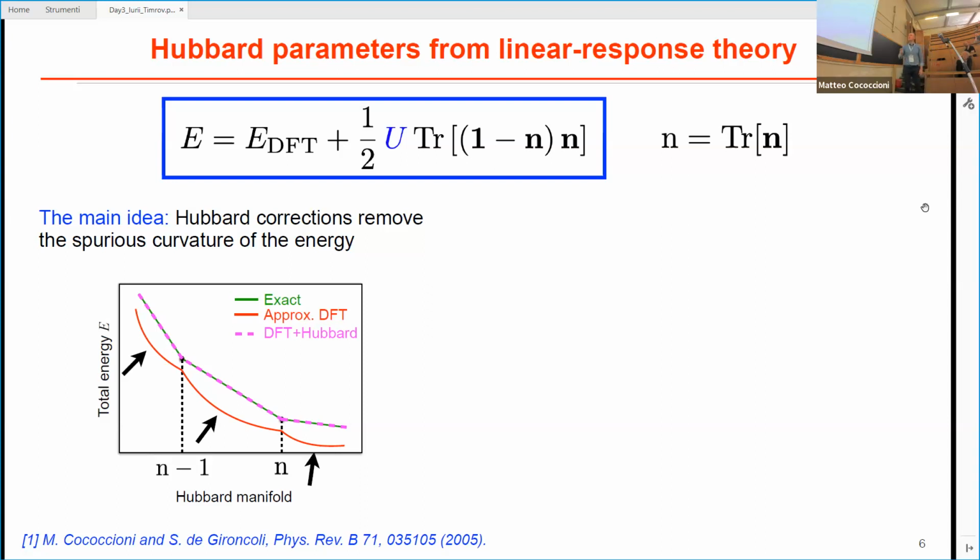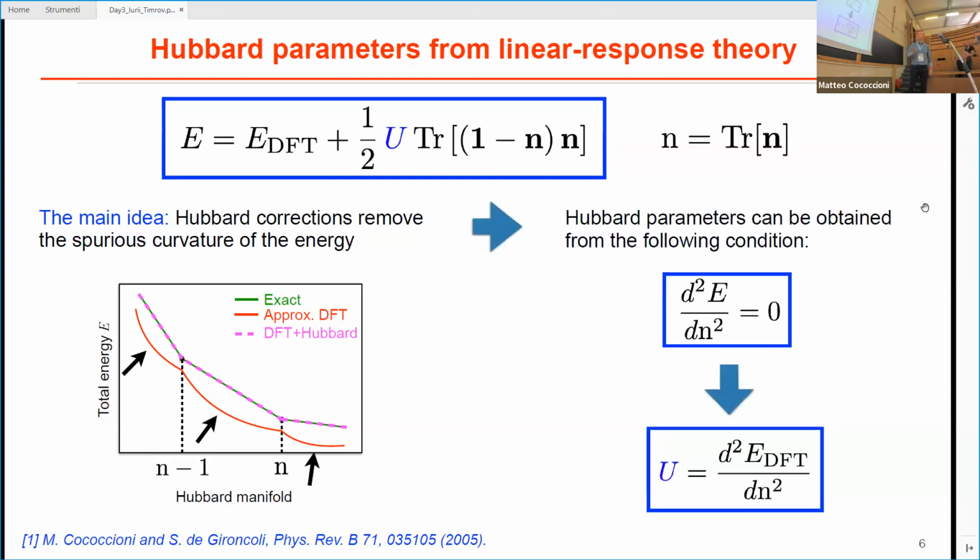And so based on this observation, we can define Hubbard U in the following way. What we are requiring is that the second derivative of the total energy with respect to the occupations, this one, must be 0. So the second derivative means that there is zero curvature. There is no curvature. So it means if this condition is satisfied, we have a straight line.